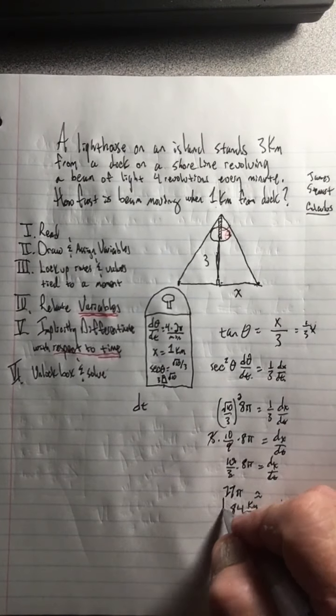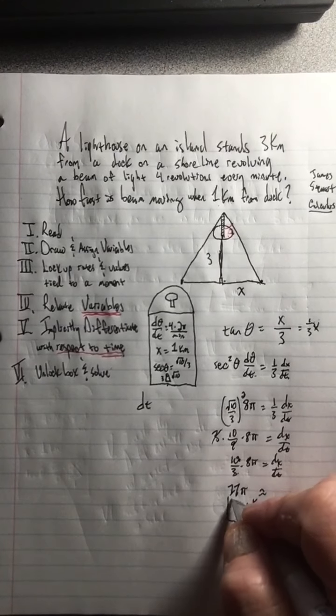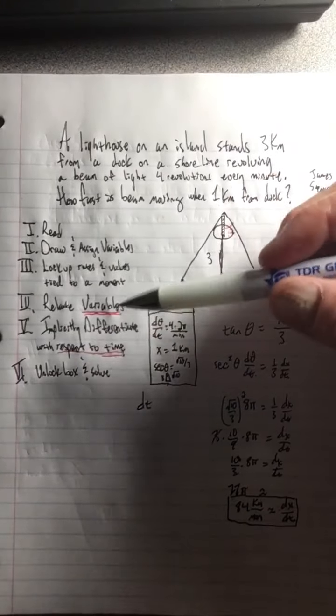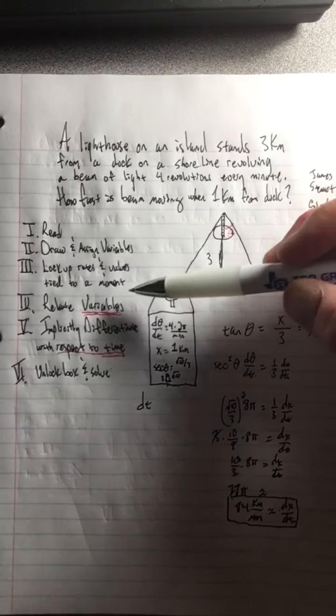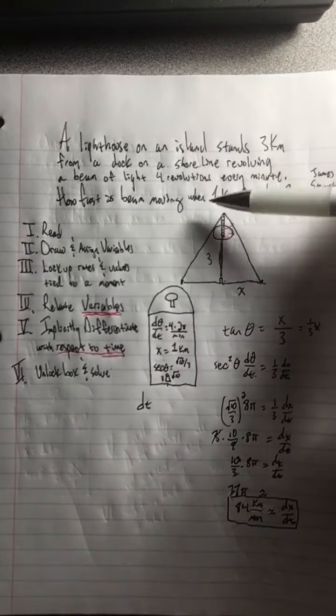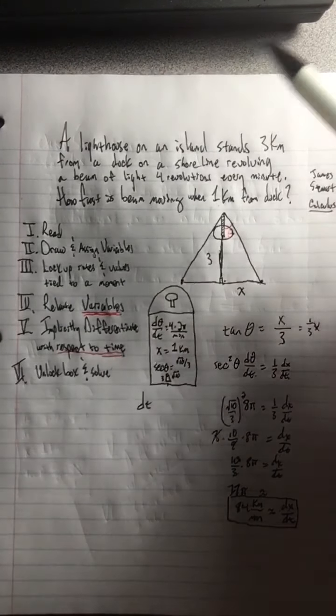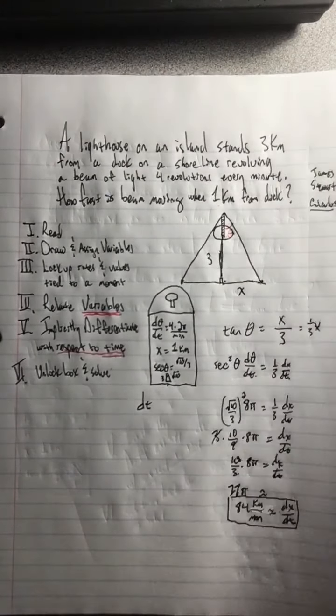So there's your answer to the related rates problem, but what I want to point out is the key steps. I break it down into these steps, but most importantly, you must relate the variables that are in play and then implicitly differentiate with respect to time and then solve for your unknown that's given in the question.